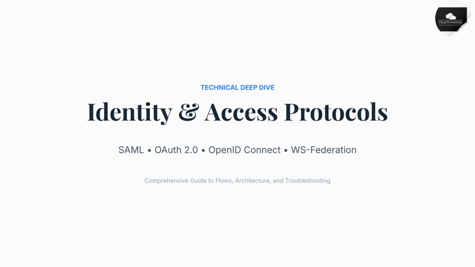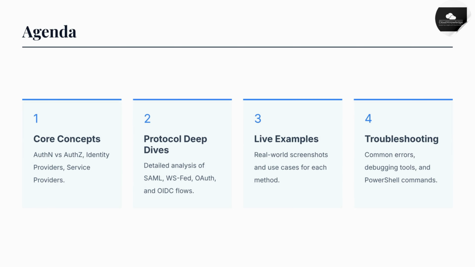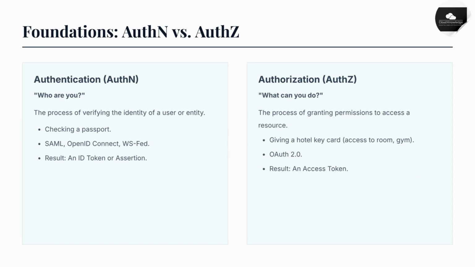Welcome to this technical deep dive on identity and access protocols. We will cover SAML, OAuth 2.0, OpenID Connect, and WS Federation, providing a comprehensive guide to their flows, architecture, and troubleshooting. Our agenda covers core concepts like authentication versus authorization, followed by deep dives into the protocols. We will then look at live examples and finish with essential troubleshooting techniques and tools. Let's start with the foundations.